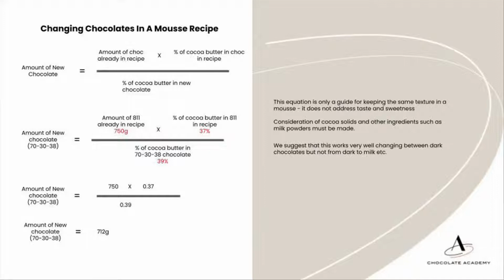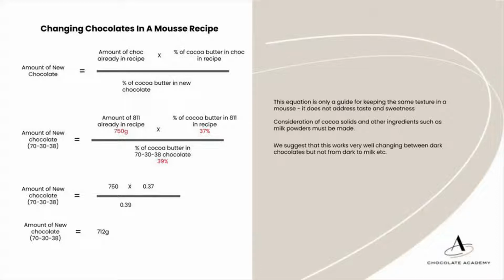So what you would do here is it's a little equation, so it's a bit of maths for you. We want to find out the amount of chocolate that's in the recipe. So in our recipe, we had 750 grams of 811. And then you want to know what the cocoa butter is in that recipe. So in our 811 chocolate, our cocoa butter is 37%. And then we need to know what the cocoa butter is in the chocolate that we want to change it to. So the 70-30-38 has got 39% cocoa butter in it. So you see, it's only a 2% difference, but it does make a difference in the mousse.